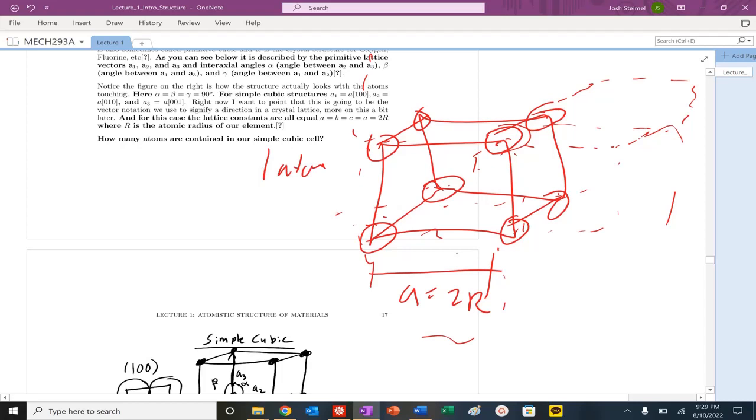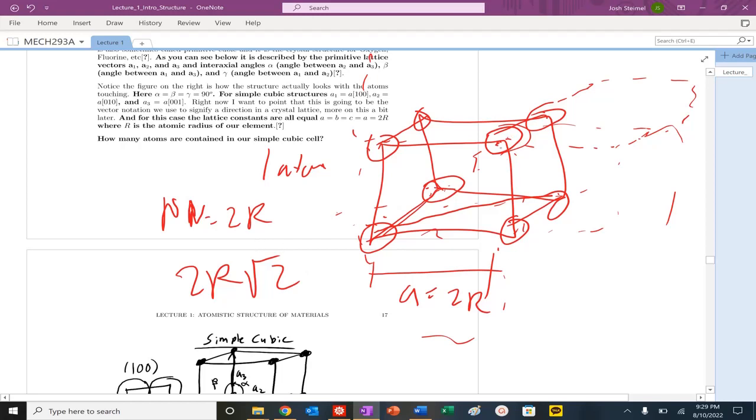Our nearest neighbor distance in this structure is going to be this distance here, this a, which is 2r. Nearest neighbor distance is always going to be equal to 2r. What's our next nearest neighbor distance? The next nearest neighbor distance will be this diagonal here. So that next nearest neighbor distance is just going to be 2r root 2. That's just some geometry right there.